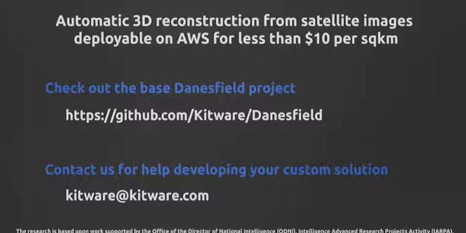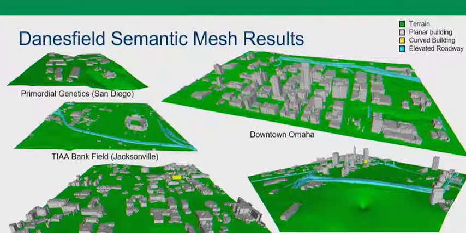One of the upshots of this is that it was fairly inexpensive to do, $10 per square kilometer, run on AWS, so you could potentially do this on much of the world if you had enough budget. Here are some of our results. This is in San Diego, Jacksonville, downtown Omaha.